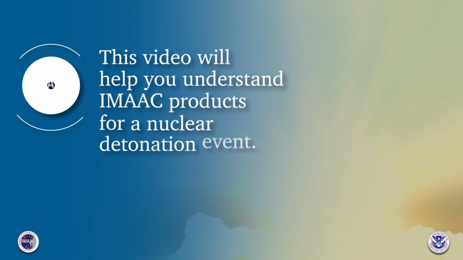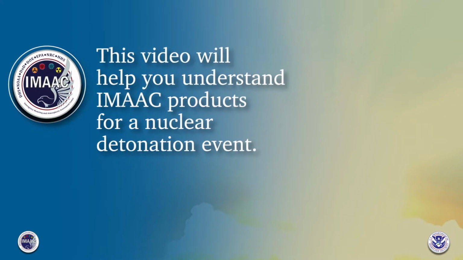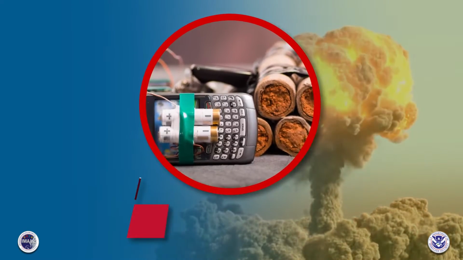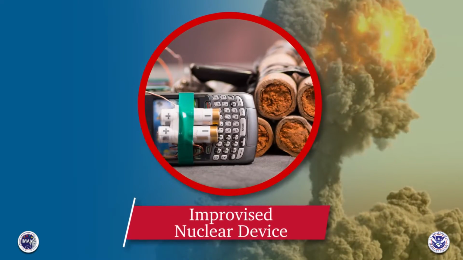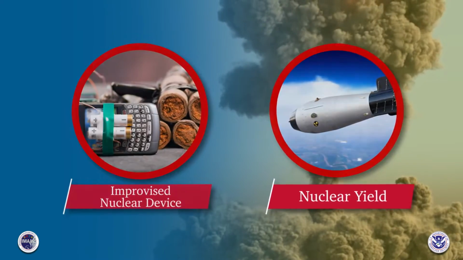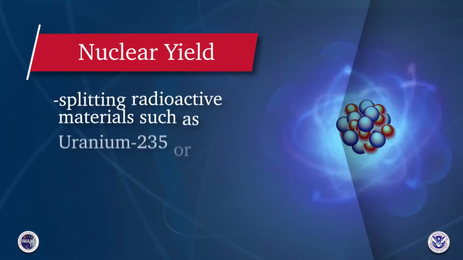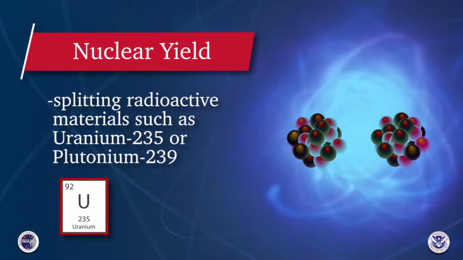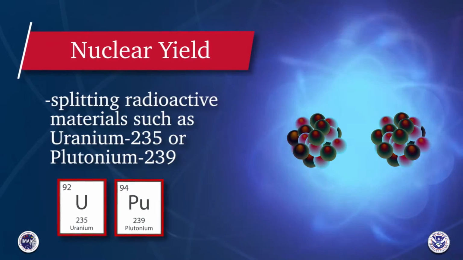This video will help you understand IMAAC products for a nuclear detonation event. Nuclear detonations involve either an improvised nuclear device, or IND, or a nuclear weapon that detonates and creates a nuclear yield. A nuclear yield is the result of splitting or fission of radioactive materials such as uranium-235 and plutonium-239.